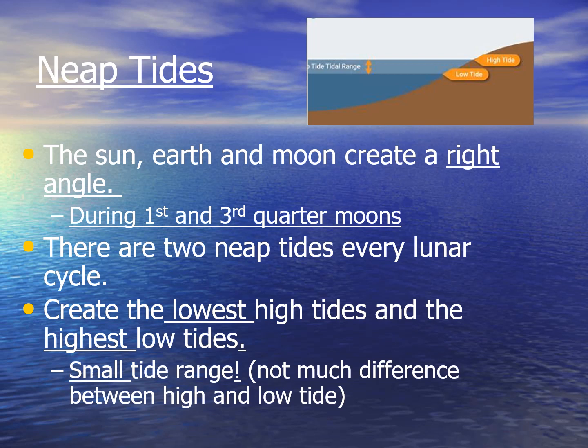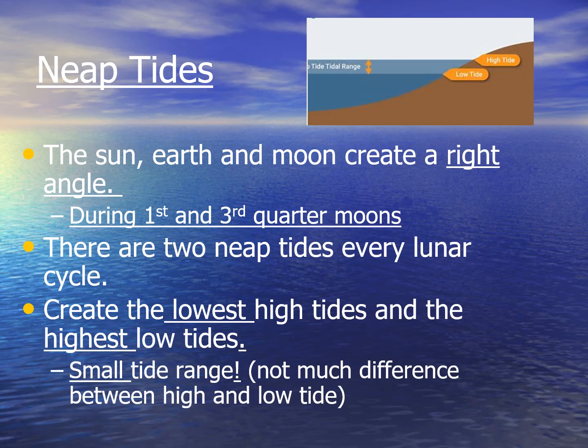It's when the sun, the earth, and the moon create a right angle. So if you look back at your charts when we talked about moons, you know that the first and the third quarter is when we have the right angle. So we'd have sun, then the earth would be in the middle, and the moon would either be straight up or straight down. So we get a right angle. Okay? There are 2 neap tides every lunar cycle because, again, there's the first and third quarter.